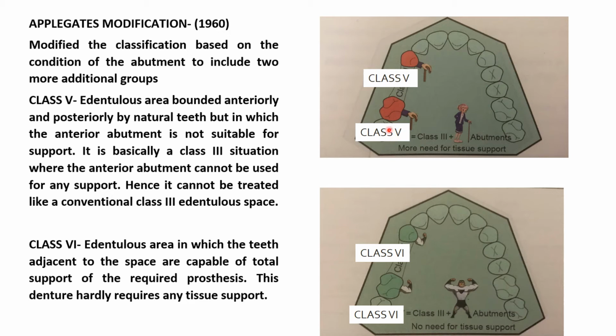And in class 5, class 3 plus weak abutment, you require more tissue support over here. Your anterior abutment is too weak to handle that prosthesis. So this was the modification which was given by Applegate in 1960.